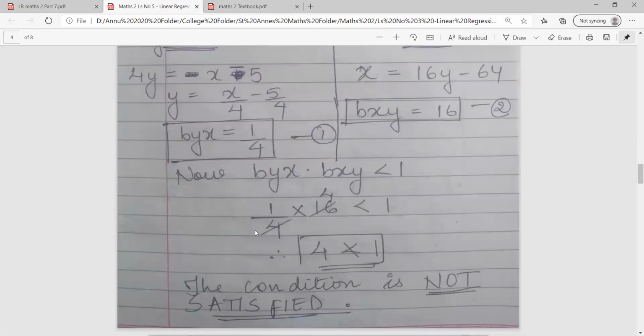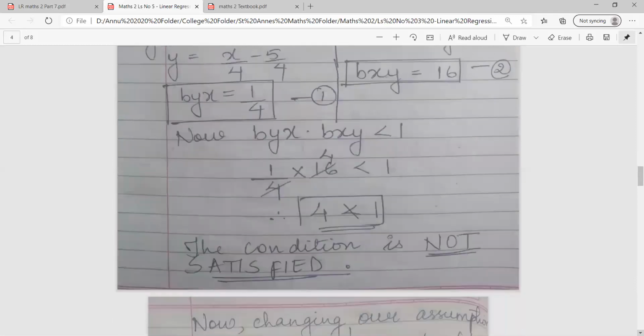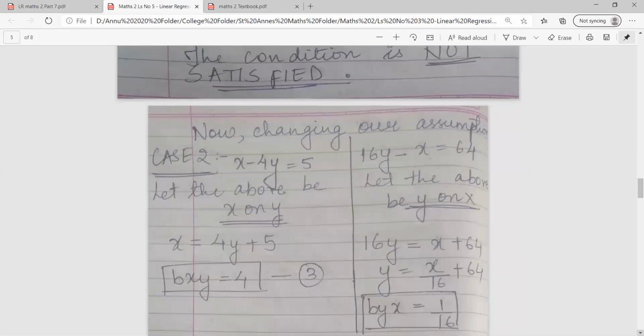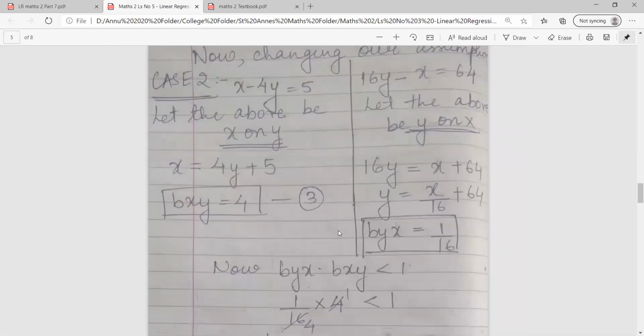Now the condition should be satisfied. What is the condition? Byx into bxy should be less than 1. But as you can see, after cutting, I'm left with the answer 4, which is not less than 1. So our first assumption is not satisfied over here, so we will change our assumption. Now we will assume case 2: the first equation will be x on y and the second one will be y on x.